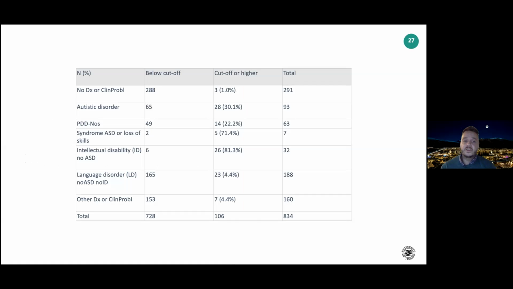Furthermore, we did a check. So how is the diagnostic situation in this group? As you can see from this table, the MCHAT actually picked up 81% of children with intellectual disability without ASD, compared to 30% of children with autistic disorder and 22% with PDD-NOS. And it also detects a number of children with language disorder without autism and without intellectual disability. So there is strong evidence that the MCHAT identifies kids with lower cognitive skills at 18 months.